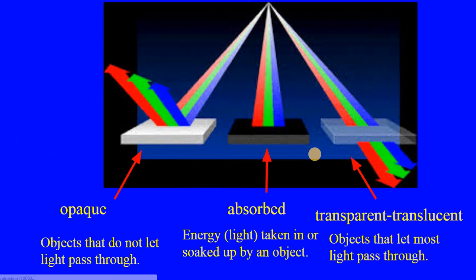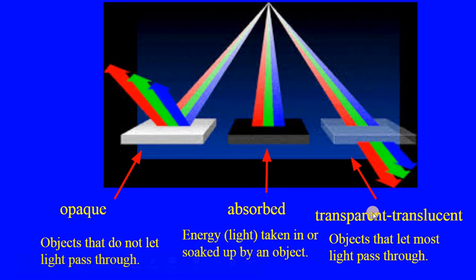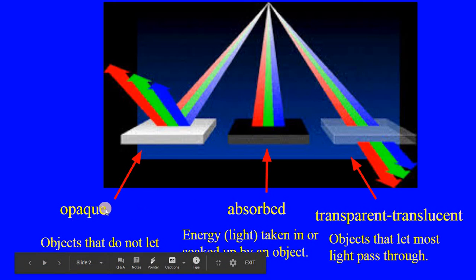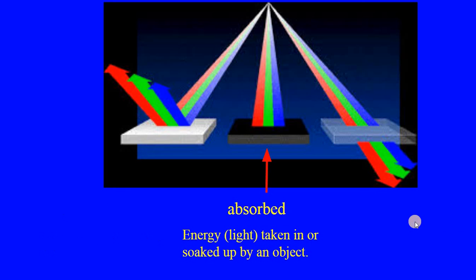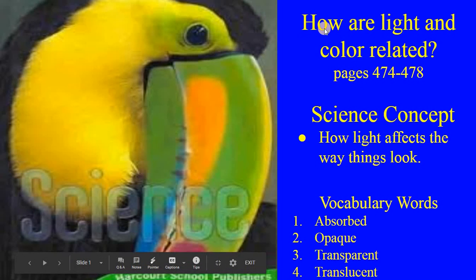So again, go back and review your vocabulary words. Now, I put transparent and translucent. To me, they're synonymous. It's a very, very fine line between the difference between translucent and transparent, but it's still there. It's in your textbook. You can give me one definition for each. That's fine. So these are examples of some of the slides that you're going to see for opaque, absorbed, and transparent and translucent. And that is a review of your science section for this week.